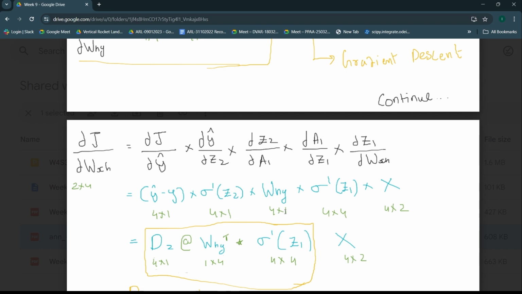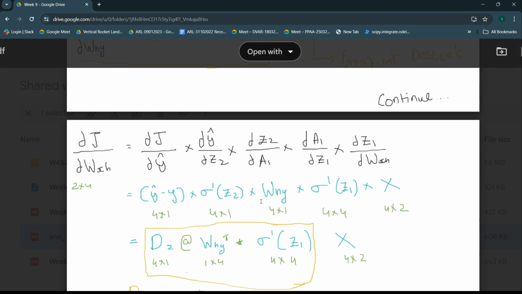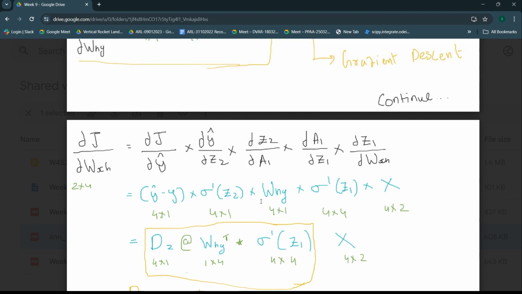You could have performed the element wise multiplication as well. But then you also need to keep in mind the final shape of dJ/dWxh. It should be 2 cross 4. So to get that particular shape, if you do the element wise multiplication over here, that's not really going to work. And therefore, what we are going to do is the matrix multiplication.